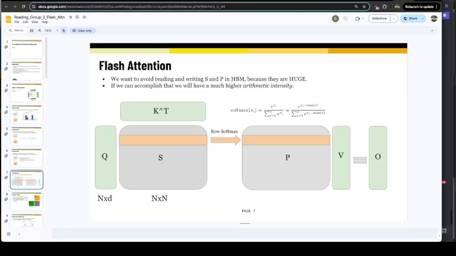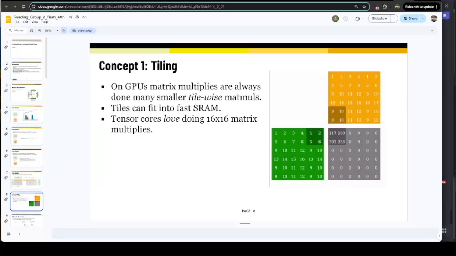So the game plan here is we want to figure out how to do this computation without ever having to put these whole huge S and P matrices into our device memory. The key concept behind that, next slide, is tiling, which is what matrix multiplies are under the hood on GPUs. It's not just taking some huge matrices and somehow they magically get thrown together. GPUs love many, many, many small tile-wise accumulations.